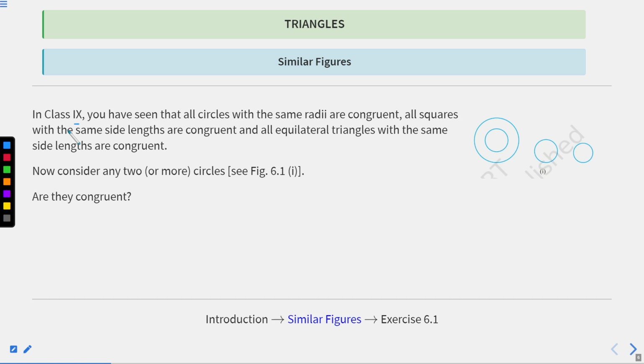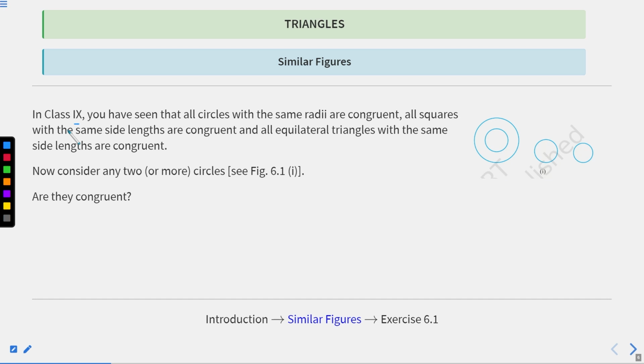All circles with the same radii have the same shape and the same size, that is why they are congruent. All squares with the same side length have the same shape and size, so they are also congruent. Equilateral triangles with the same side length also have the same size and shape, that is why they are congruent.